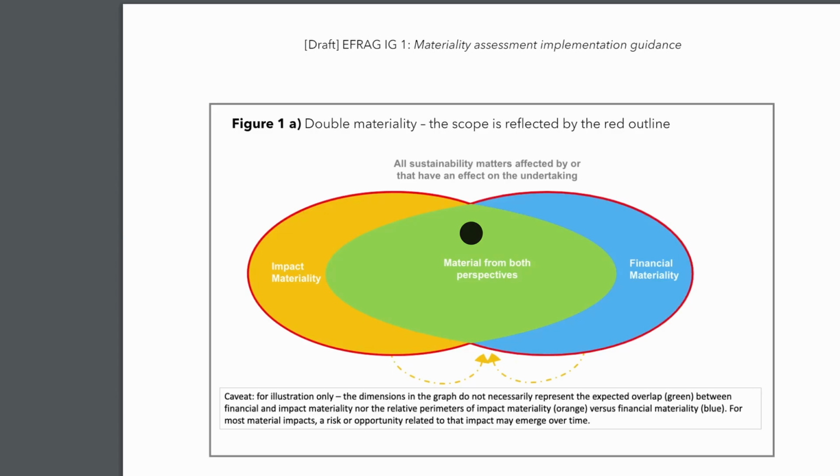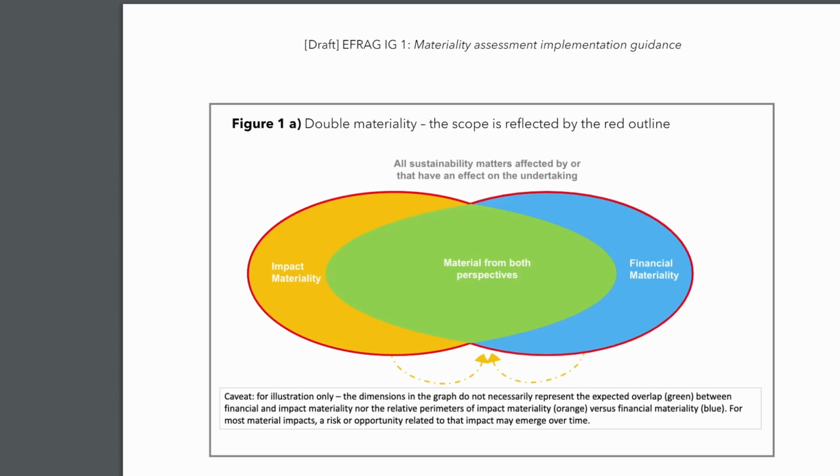Now, this is a very basic Venn diagram. There are attempts to try and turn this into a matrix, but this is a Venn diagram, and that is the way EFRAG have represented this. And actually what this is, is a list. We talked about this at the start of the video, that we actually have three lists here: a list of the matters which are impact material, a list which are material for both, and a list which are material for financial reasons.